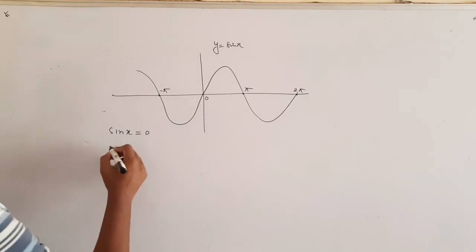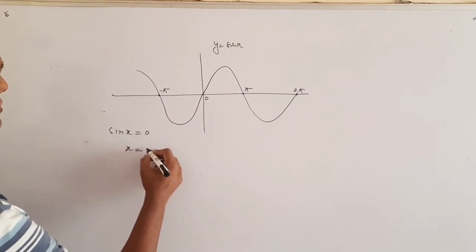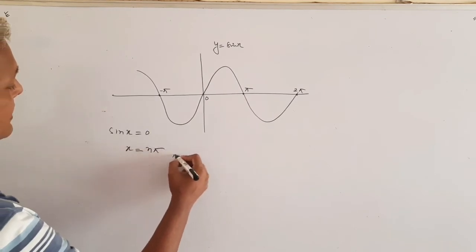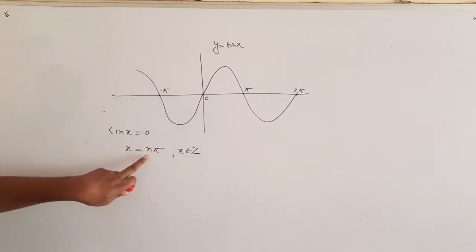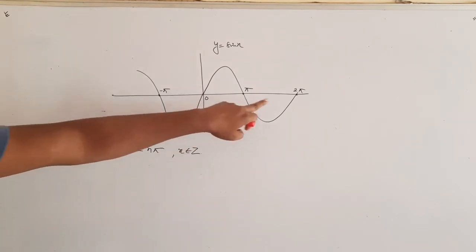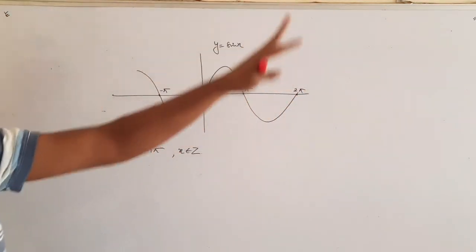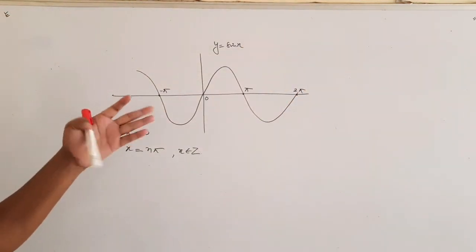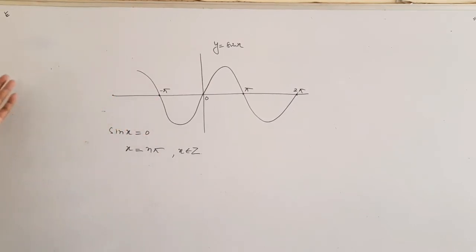So we say that if sine x equal to 0, then x is equal to n pi, where n is an integer. So n is integer means 0 pi is 0, 1 pi is 0, 2 pi, 3 pi, 4 pi, 5 pi, 6 pi, everywhere where n is an integer, all the pi's are 0. Minus 1, minus pi, minus 2 pi, minus 3 pi, minus 4 pi, like that.